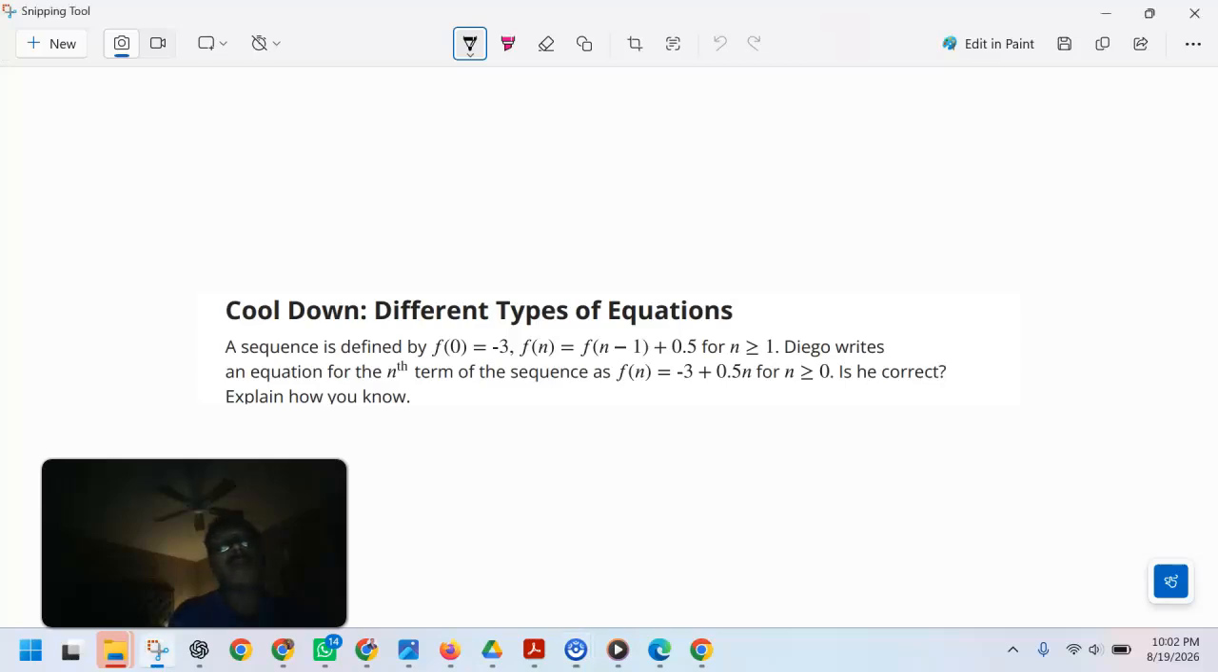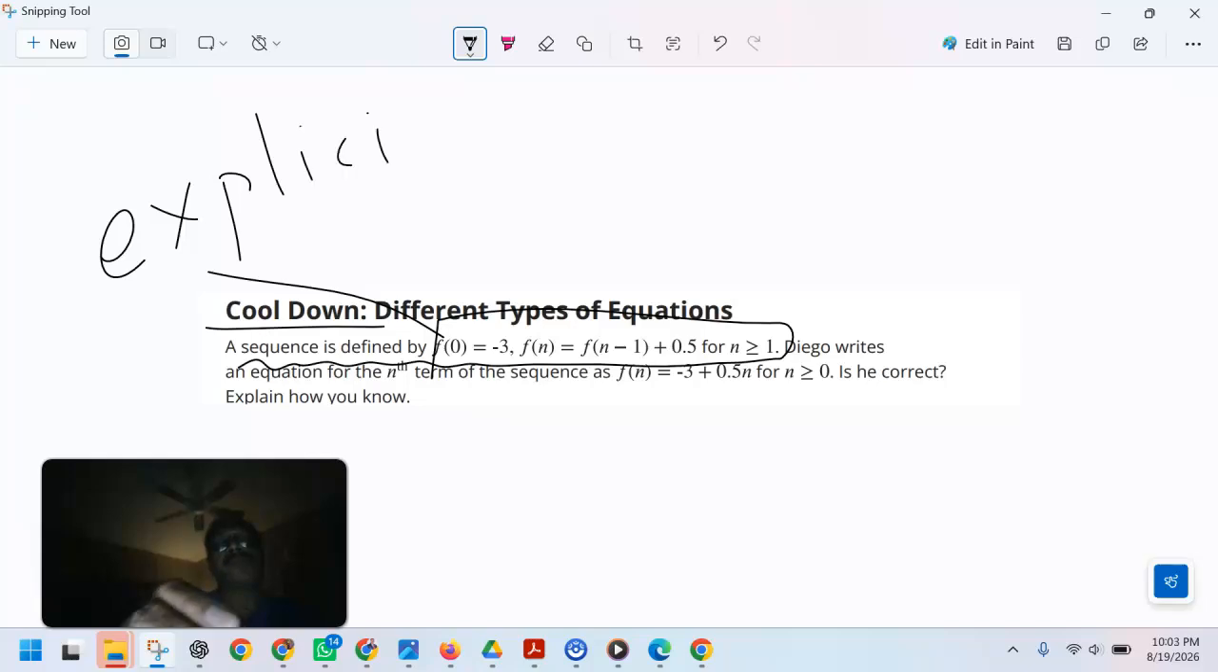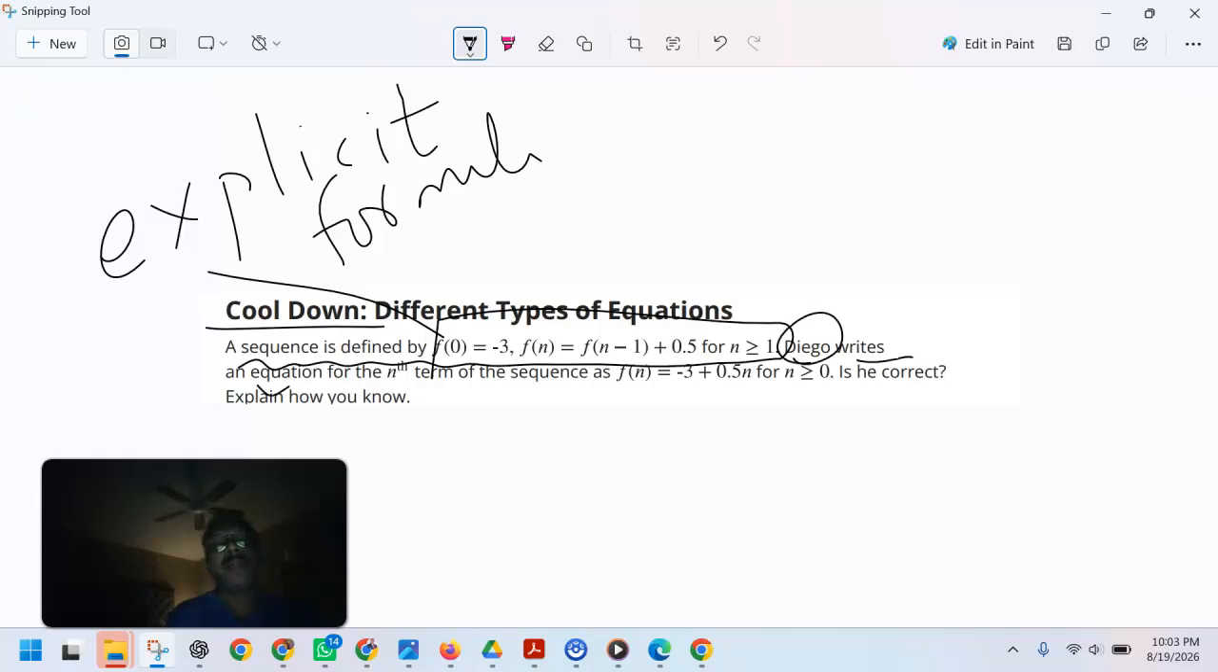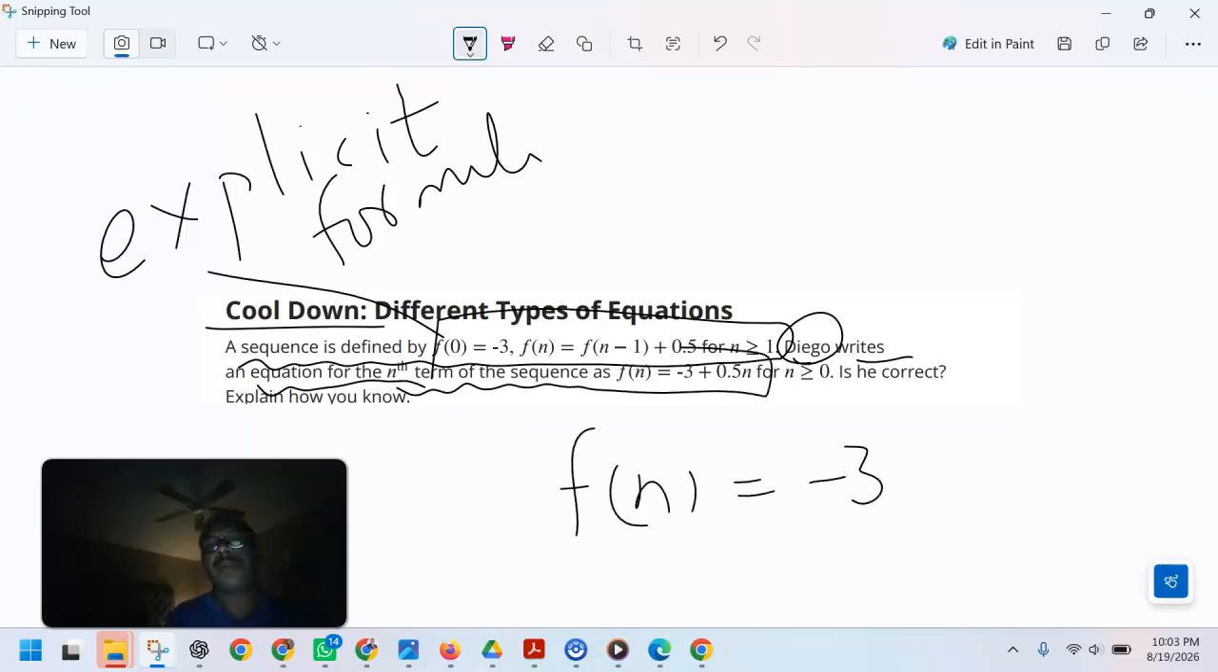And the final part is the cool down. There's one question here. The sequence is given like this. This is called explicit. Explicit formula is given. But Diego, another student, writes an equation for the nth term in this form. So the question is, is he correct? Explain, how do you know?